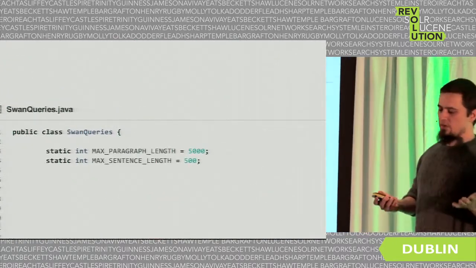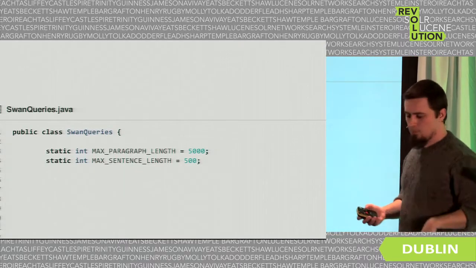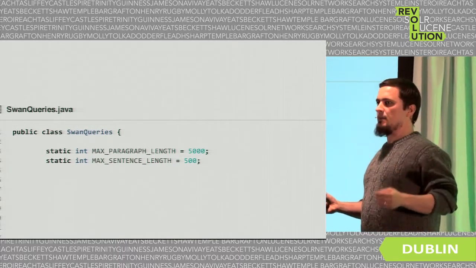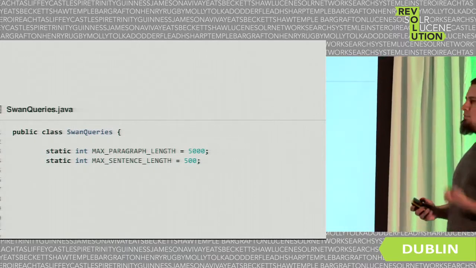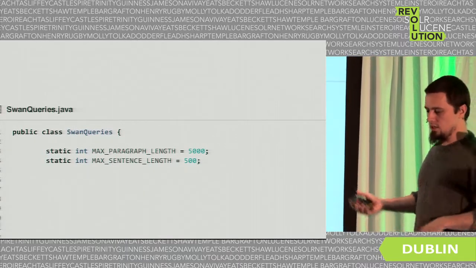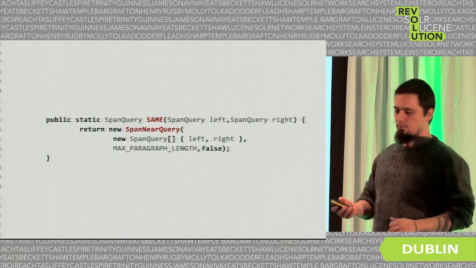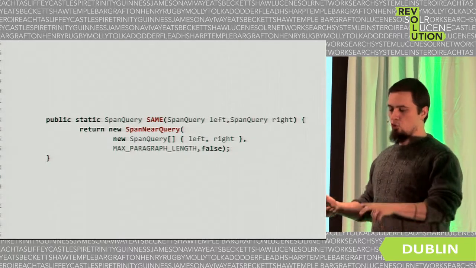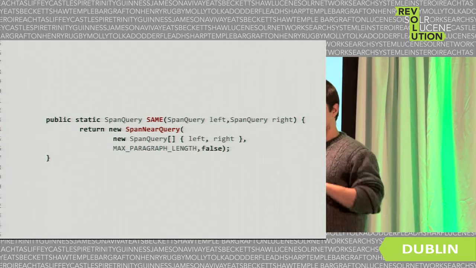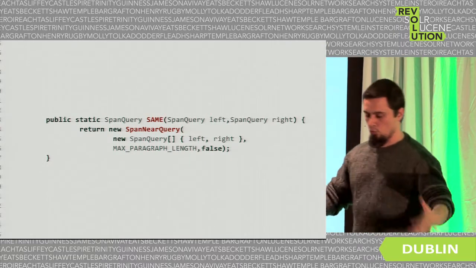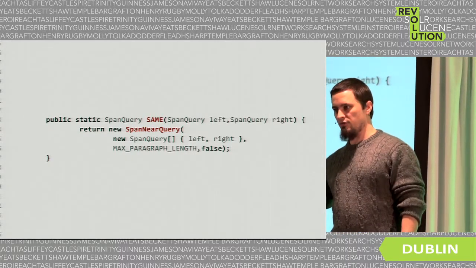This is a Java class, and everything in here is going to be static. I'm sorry if it's a little bit small. I'm going to use the static methods in this class to give me the simple idea of same, with, adjacent and near. For the same query, I take two span queries, left and right, and I create a span near query that takes these two, makes sure they're within max paragraph length, 5,000, and the order doesn't matter, so false.